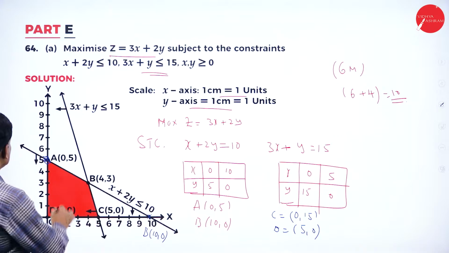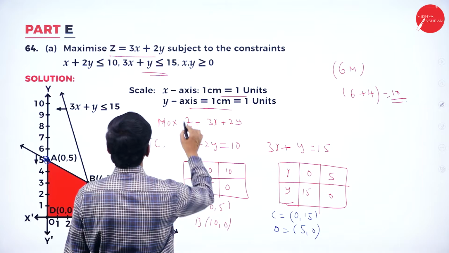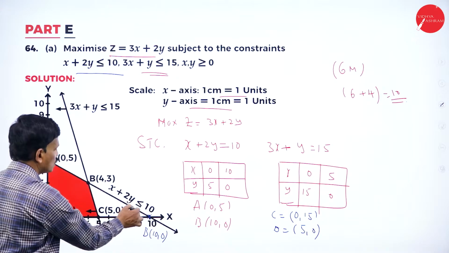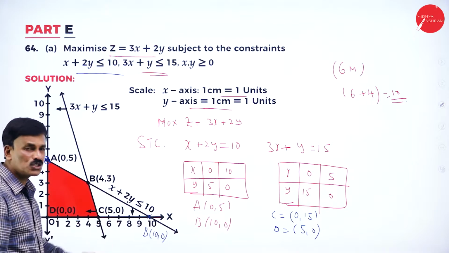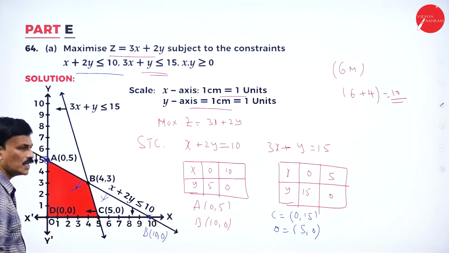This will intersect the x-axis at 10. So what is the curve given? The first equation is x plus 2y is less than or equal to 10, which indicates the feasible region is towards the origin. So it goes in the downwards direction like this.